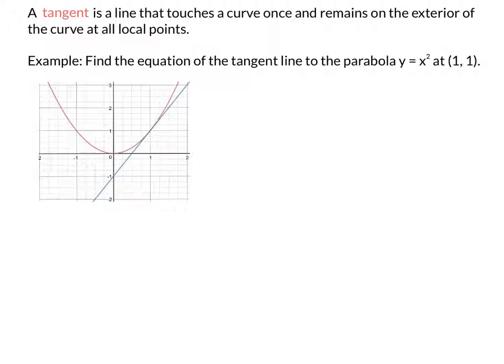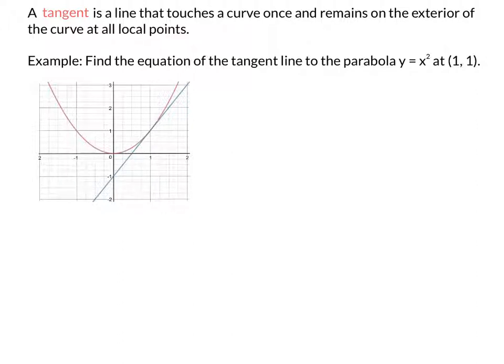So this is not a tangent line. It may touch at just one point, but it's not all on the same side of the parabola, so that would not count as a tangent line. Every other point has to be on what I call the exterior of the curve at all the other points nearby. Okay, so in this example, let's go ahead and try to find the equation of this tangent line.